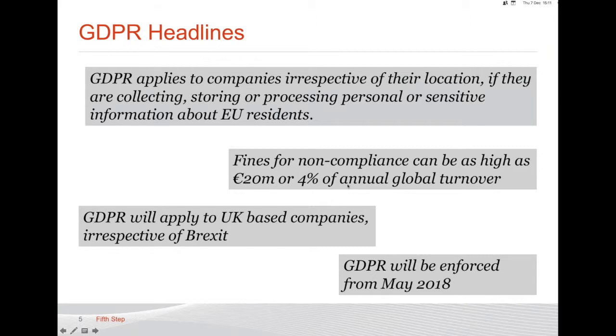The GDPR will apply to UK-based companies irrespective of Brexit. It's an important aspect.